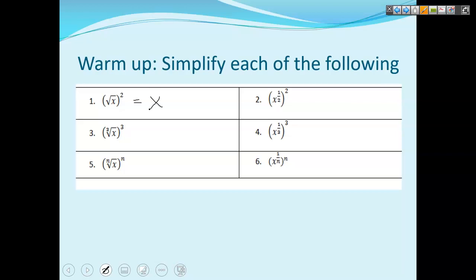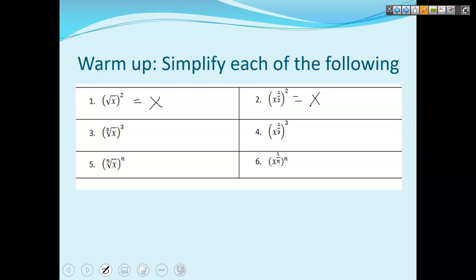This does not need an absolute value because the inside x is to the power of 1. A power to a power says you multiply. So x to the 1/2 times 2 becomes x.